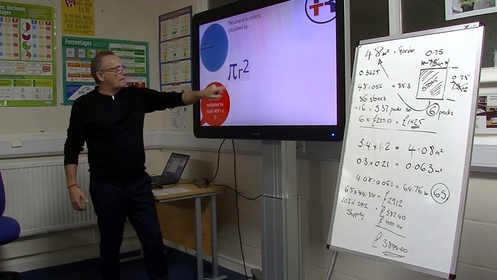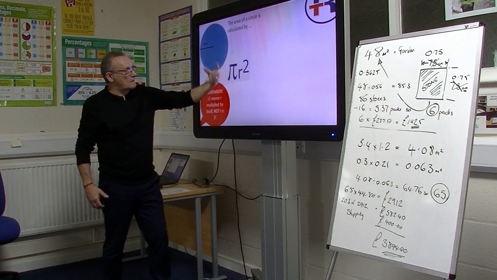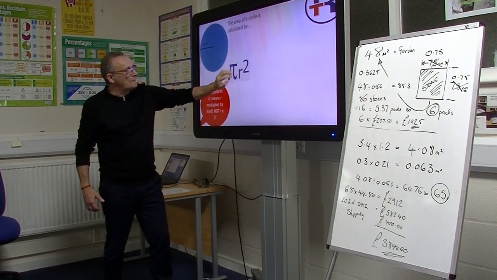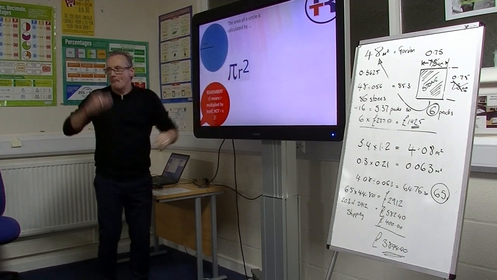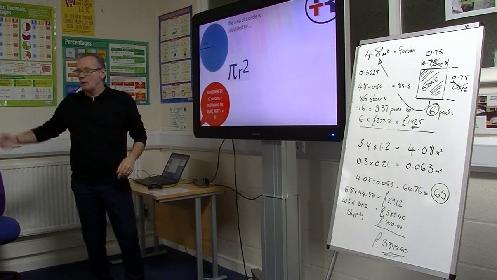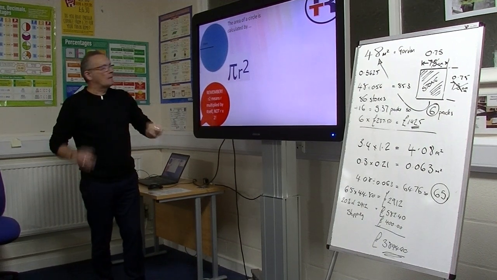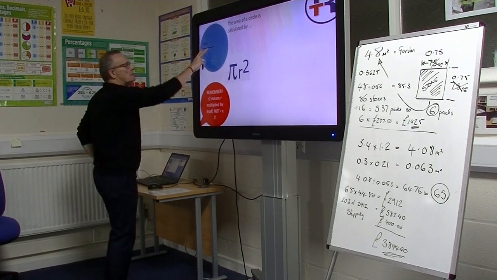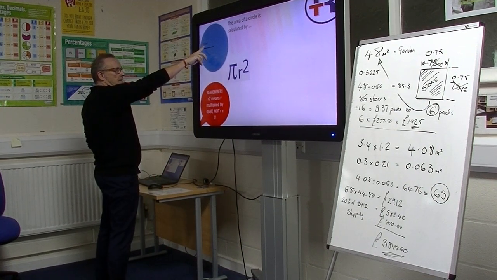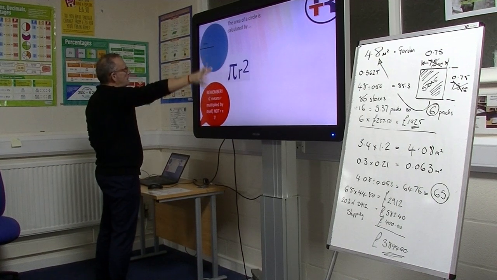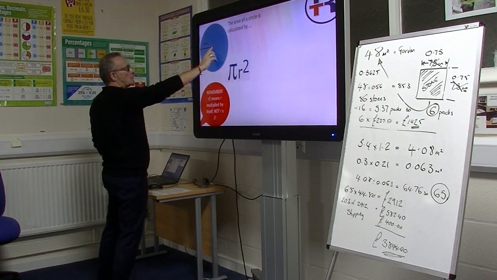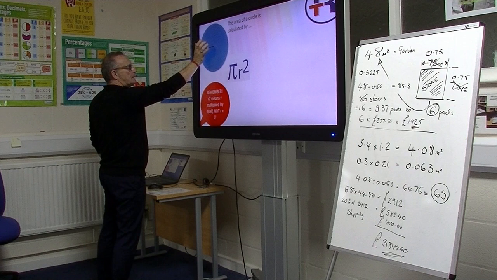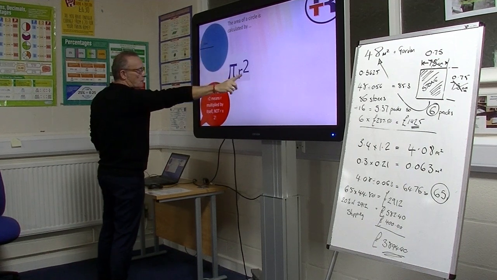That little 2, I mean it's a big 2 there because I'm emphasising it, but that little number 2 means radius multiplied by itself. Not times by 2, but by itself. Okay? So in this instance, the radius squared would be 18 times 18, not 18 times 2. 18 times 2 will give you the diameter. It's 18 times 18. That's what that means.